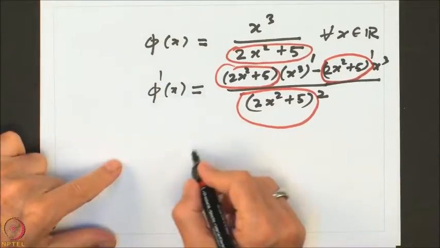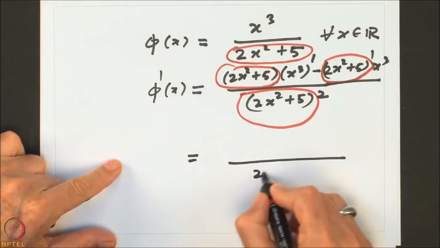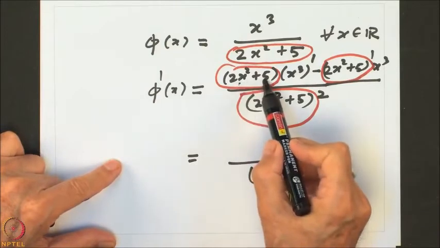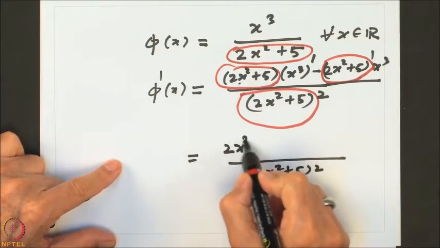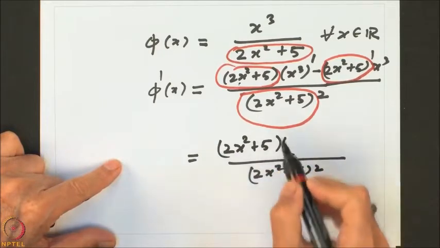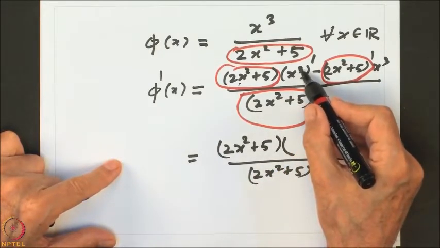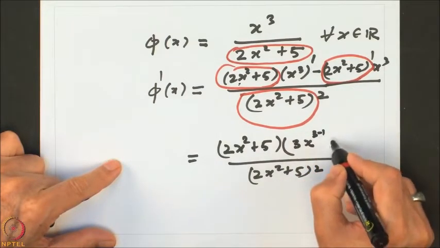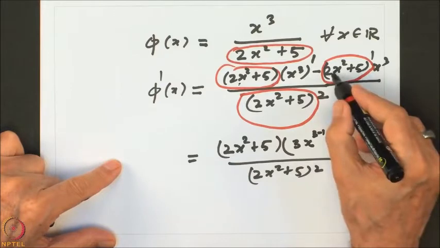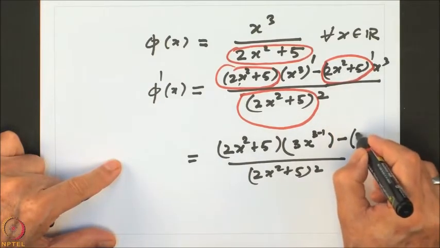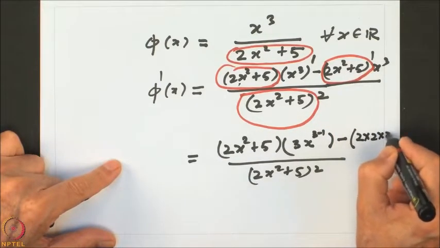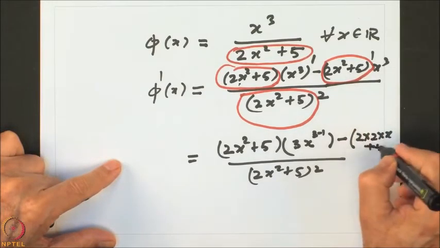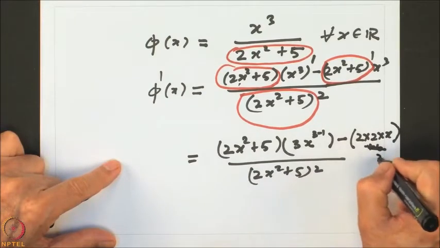So now we can compute this. This is equal to 2x square plus 5 whole square in the denominator, and in the numerator 2x square plus 5 as it is, and the derivative of x cube. The derivative of x cube, like x square, is the power comes down, 3 times x to the power 3 minus 1. So that is the derivative, minus the derivative of 2x square plus 5, so that is 2 multiplied by 2 multiplied by x, right? The derivative of 5 is 0, constant, so we forget that, into x cube.